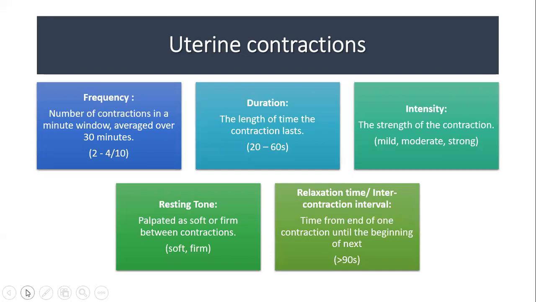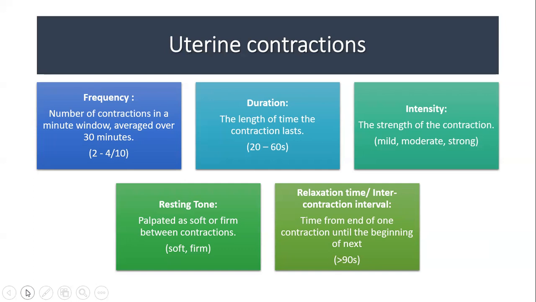So the features of a contraction, look at the frequency. We count the number of contractions in the window of a minute, and then average it in the 5-minute window and in a 10-minute window, and average it over 30 minutes. Normally we want about 4 contractions. If you're having less than 2 contractions, you're having too few.